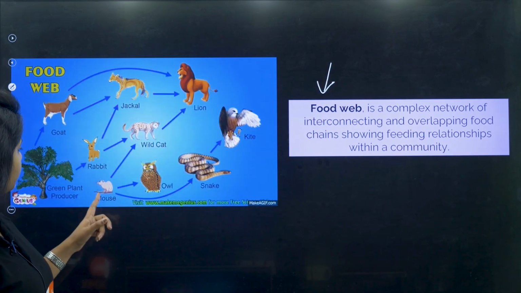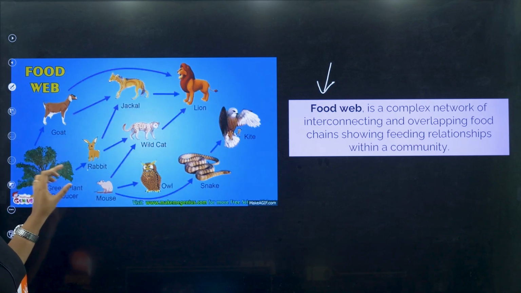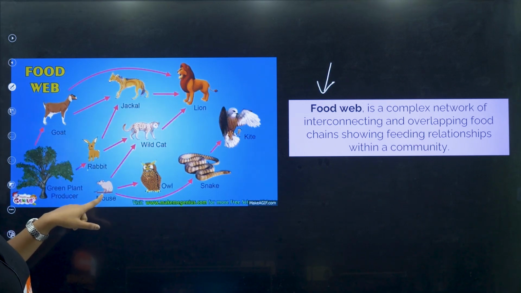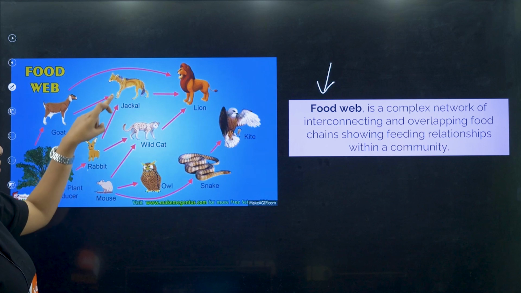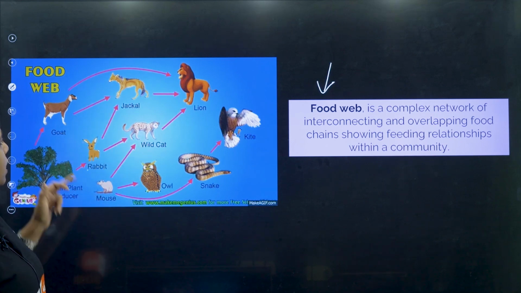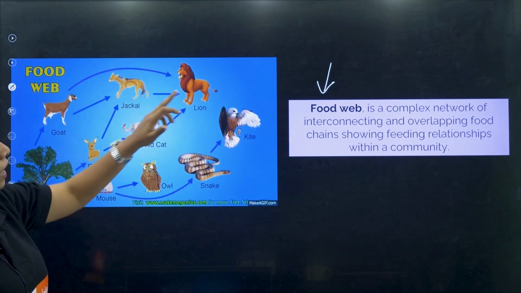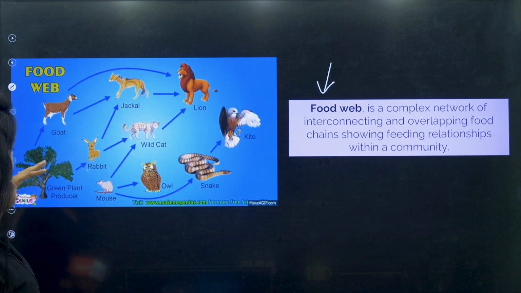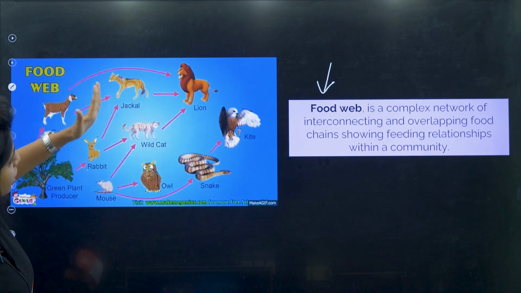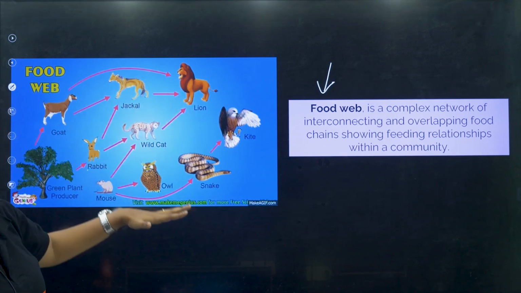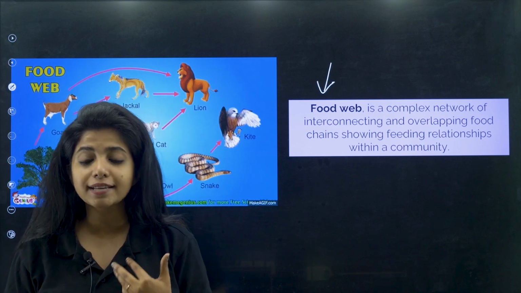So over here, you have the mouse, the rabbit, and the goat also. This rabbit can be eaten by a jackal or by a wild cat. This goat can be eaten by a jackal or by a lion. Anything can happen. So over here you see, this is the food chain, but the food chain is kind of interlinked. There are so many links between the food chains, and this is what you call a food web.